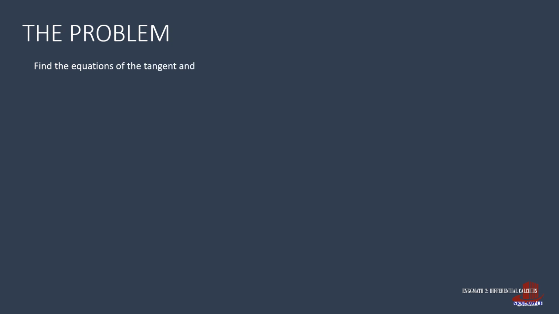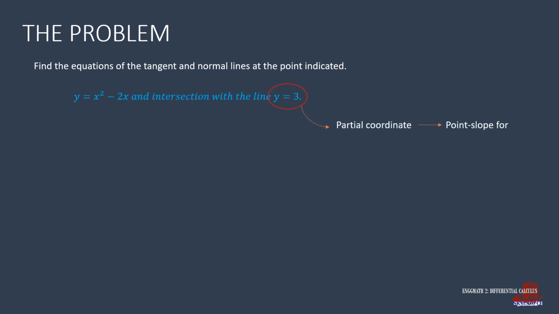The second sample problem is y equals x squared minus 2x, and the tangent and normal lines involve the intersection with the line y equals 3. Having just a partial coordinate, we still would employ point-slope form. However, we have to identify x.